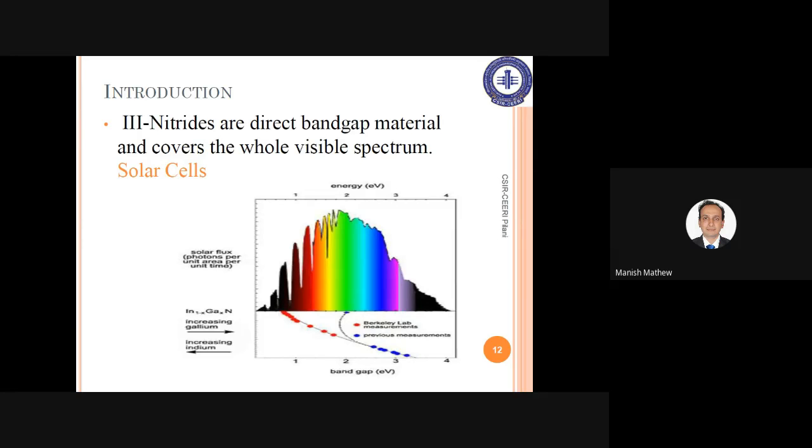Other than that, this has been used for solar cells. It's still in the research stage, not a full product. Since indium gallium nitride covers the whole visible spectrum, or the solar spectrum, this is a very good candidate for the solar cell. But due to defects in the materials, it has not been commercialized yet, but it's a very good candidate to replace silicon-based solar cells.